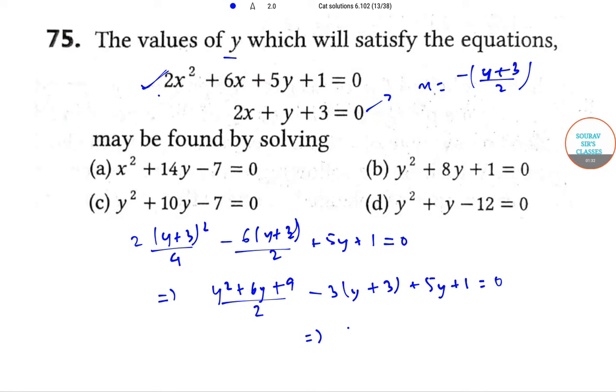And from here we get y squared plus 6y plus 9 plus 4y minus 16 is equal to 0. Y squared plus 10y minus 7 is equal to 0. This is option C.